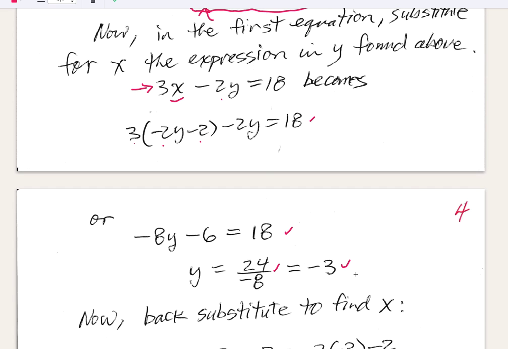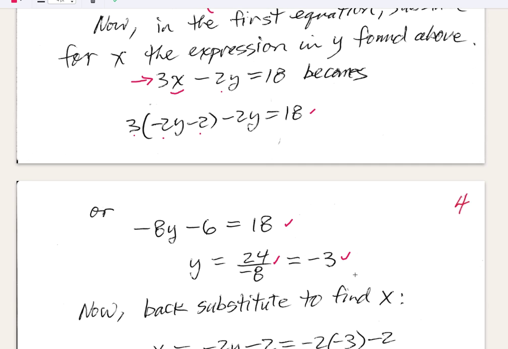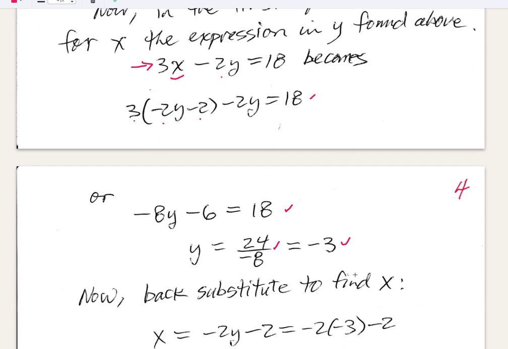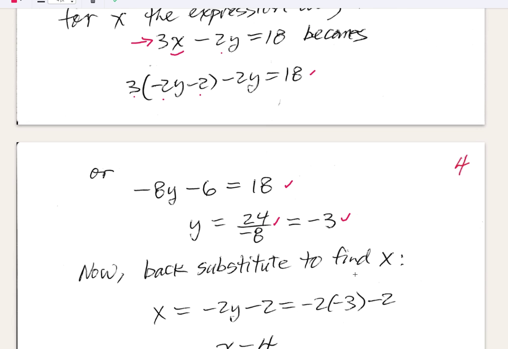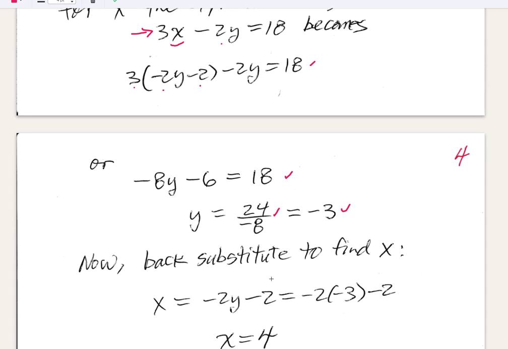Okay, now when I find a solution to a system of linear equations, or any equations for that matter, nonlinear or linear, I want both the value of x and y, or x, y, and z, or whatever the unknowns are. So I also need my x value before I stop my problem here. So let's go ahead and back substitute to find x.